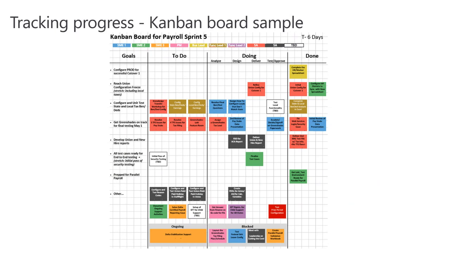So an example here I use is, blue represents a particular business SME. As a team lead, you may look at that and say, you know what, they've been doing these four things for a long time.